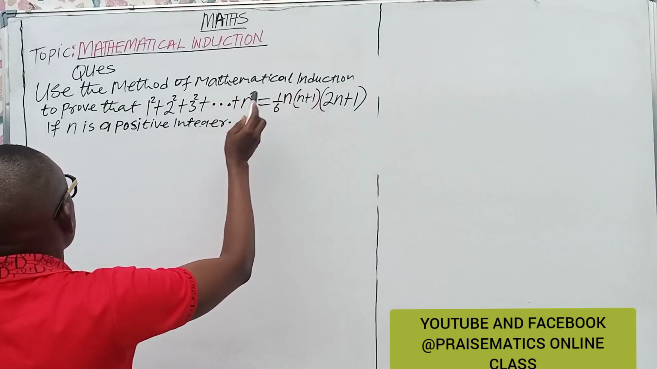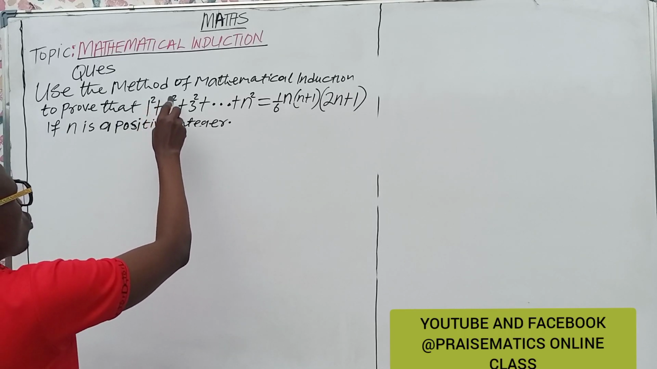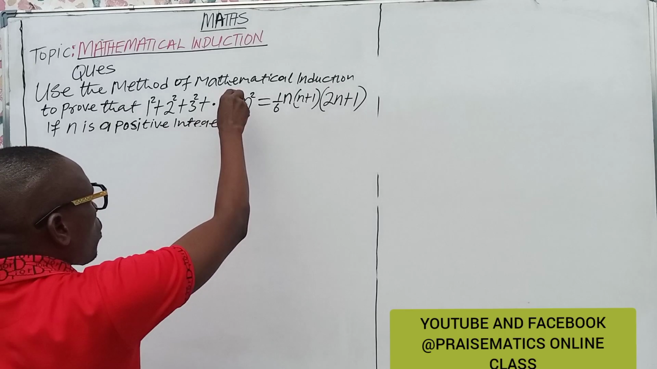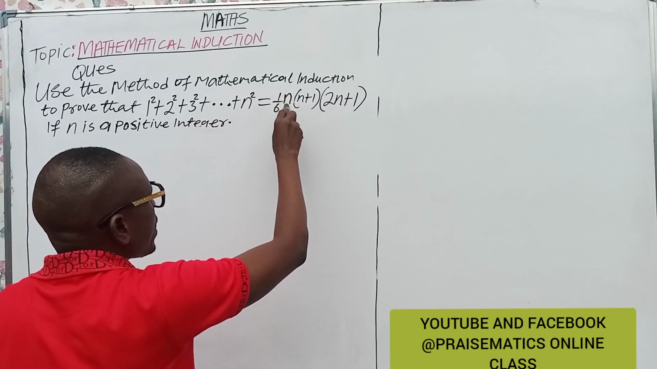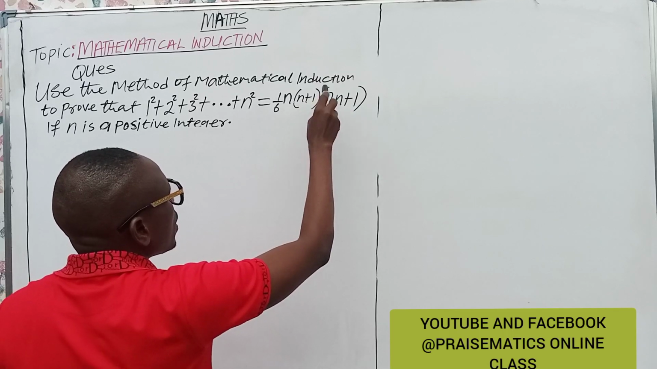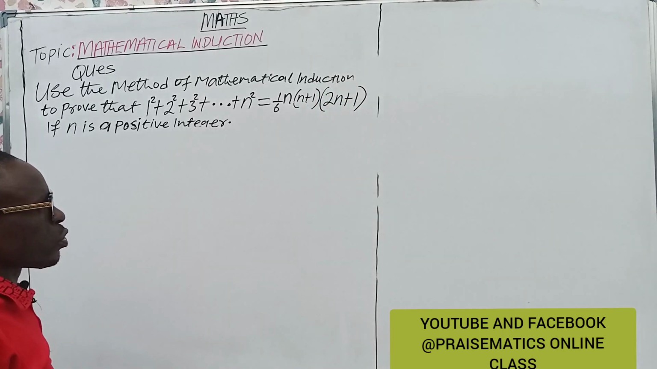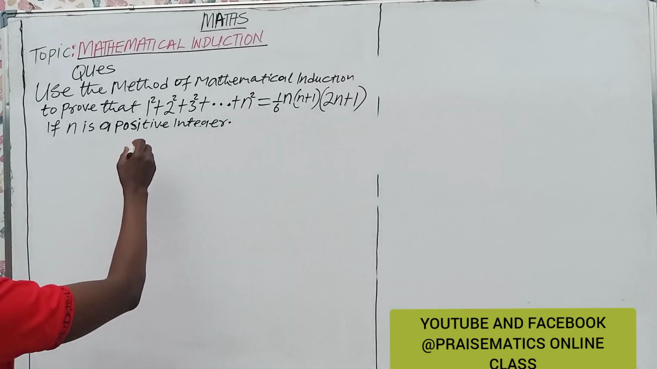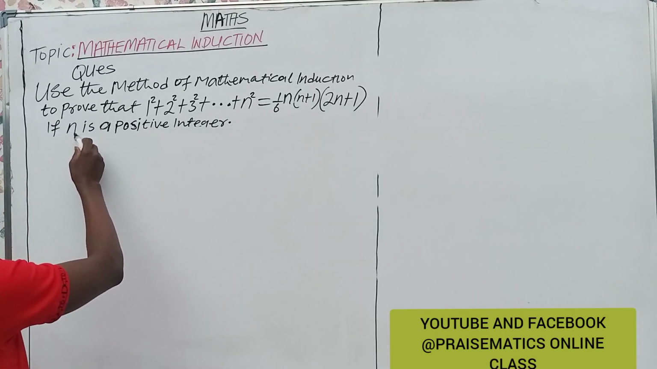Mathematical induction. To prove that 1 raised to the power 2 plus 2 raised to the power 2 plus 3 raised to the power 2 plus ... plus n raised to the power 2 is equal to 1 over 6 n into (n plus 1) into (2n plus 1). Okay. Now let's go. Solution. That says if n is what?